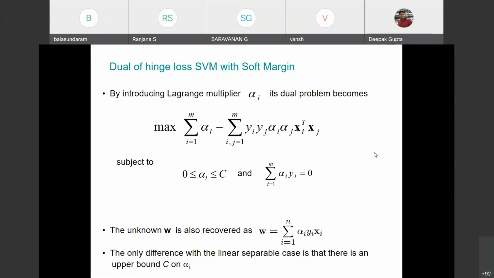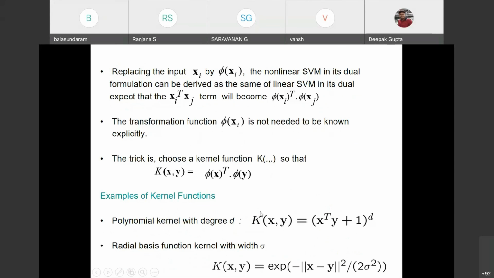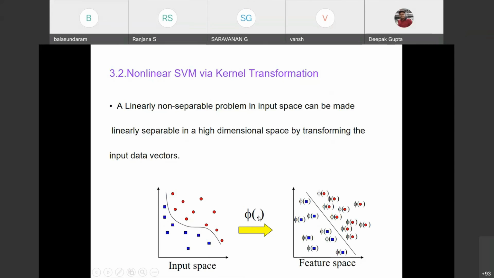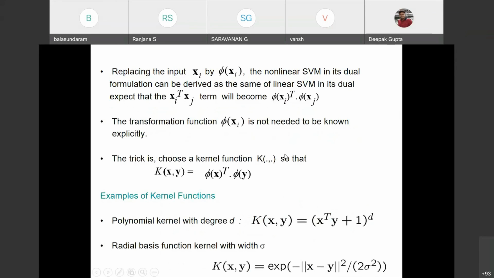So in some way I am relieved that phi may not be needed explicitly, but then I have the problem of how to compute phi of x1 dot product with phi of x1, or phi of x1 and phi of x2 dot product, and so on. How to do that? Since I do not know what this phi business is, we will just replace this via some kernel function. This is the important contribution in SVM to move from linear model to nonlinear.